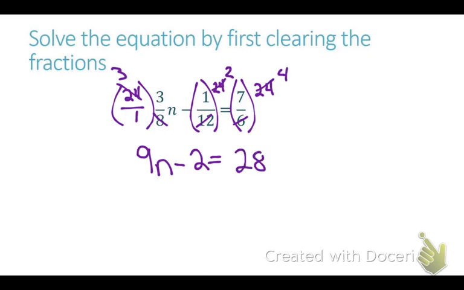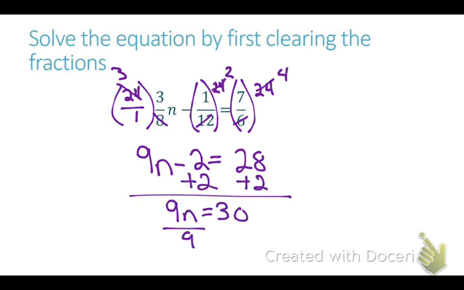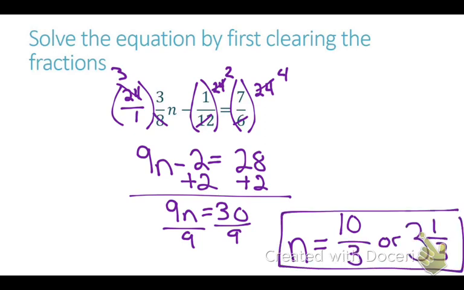Who got that equation once you cleared? All right, now I solve this like a two-step equation. What do I do first? Add 2 to both sides. Divide by 9. And guys, you have to reduce. And your answer, why is my answer in fraction format? Why not a decimal? Because it started as a fraction.